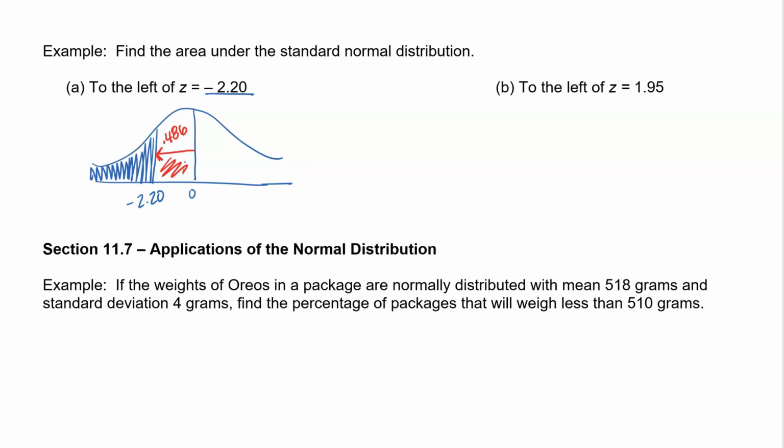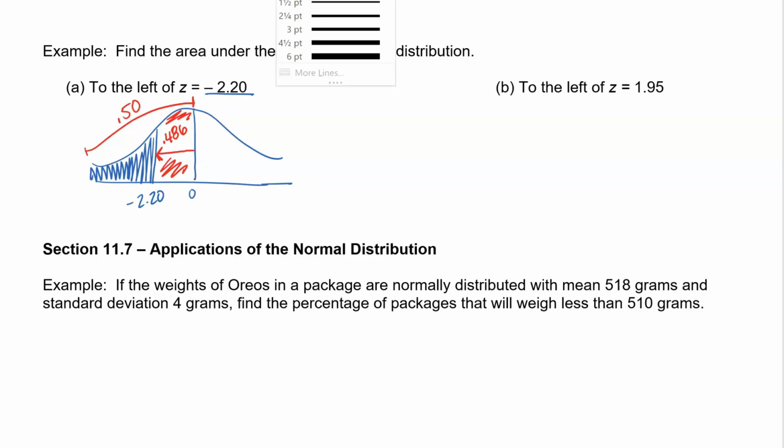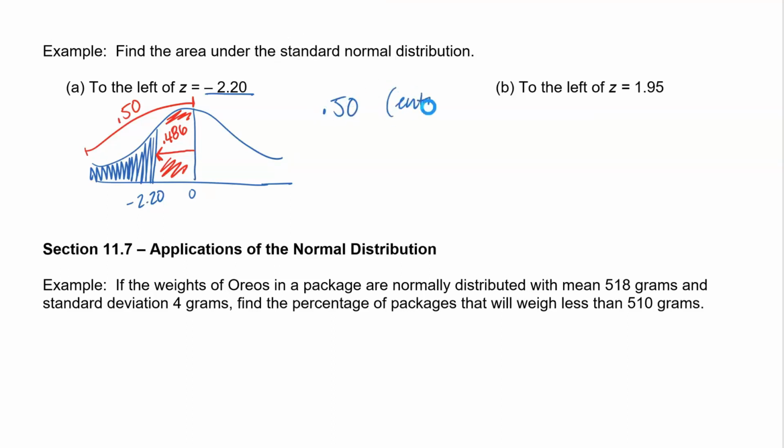0.486. So if this area is 0.486 and I know the entire left-hand side is 0.50 or 0.5, then in this case, I'm going to have to subtract. I'm going to take 0.50, which is the entire left side of the curve, and I'm going to subtract 0.486 because that's what I don't want. I want the blue area, not the red, and then I get 0.014, which is my answer.